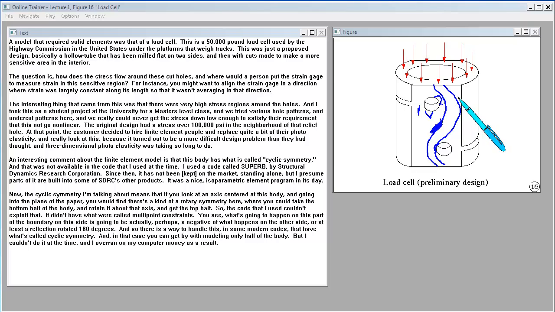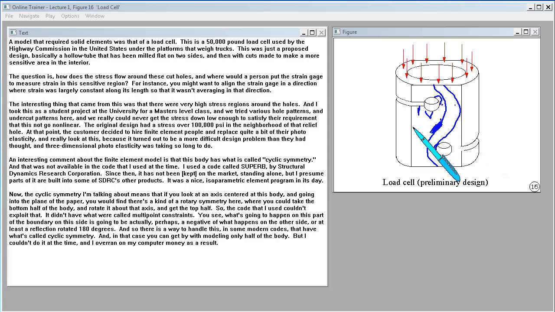An interesting comment about the finite element model is that this body has what is called cyclic symmetry, and that was not available in the code that I used at the time. I used a code called Superb by Structural Dynamics Research Corporation. Since then it has not been put on the market standing alone, but I presume parts of it are built into some of SDRC's other products. It was a nice isoparametric element program in its day.